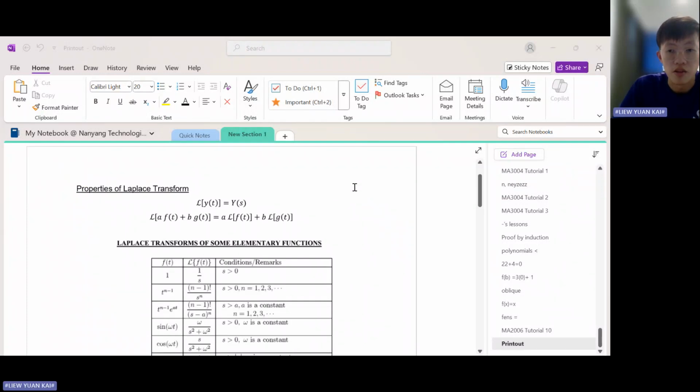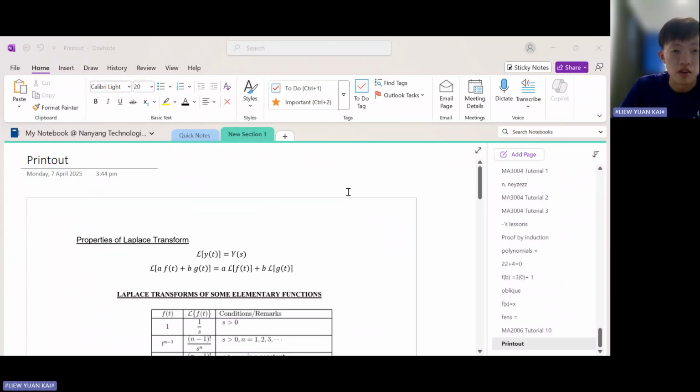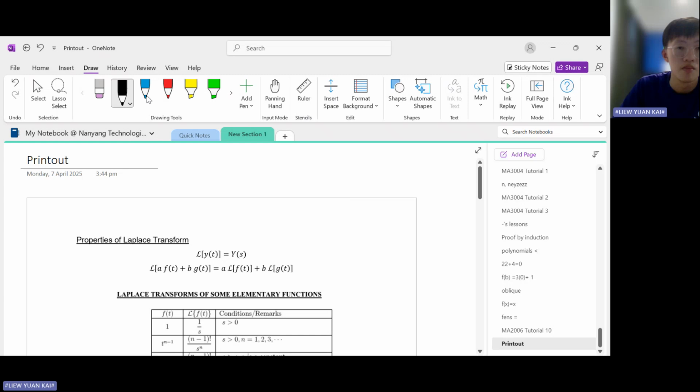So it's now week 12, and we're going to talk about a new chapter called Laplace Transform. This is a totally separate chapter from the Fourier series that we talked about. So what is Laplace Transform?